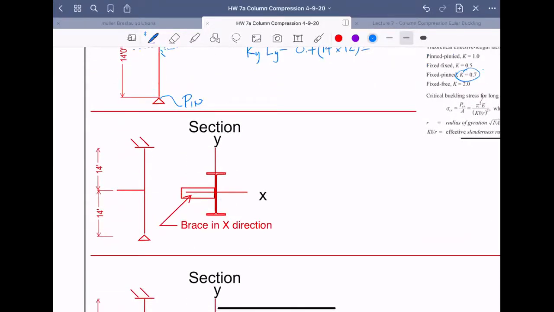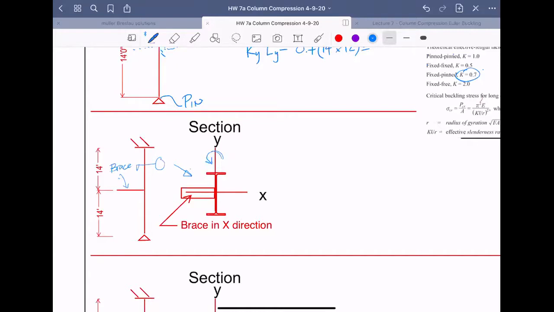Okay, so the question is, how do we do it when it is braced? Just to clarify, in all these problems that we do, if I say it's braced, at a minimum, it's always going to be braced in the weak axis. So it's braced in the X direction, which means that it stops it from buckling about the Y axis. Because if I was to cut this and look down at it, it would look like this.